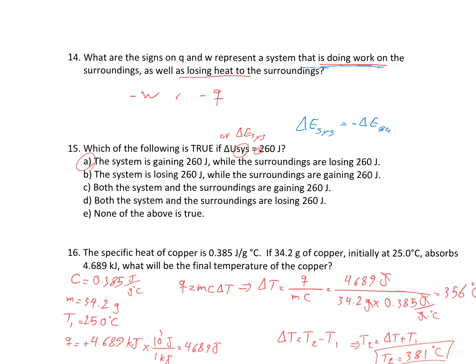System and surrounding. So if it's a positive delta U, it means the system is gaining energy. So the system is gaining 260 joule of energy, and the surrounding is losing the same amount of energy. So it's A.